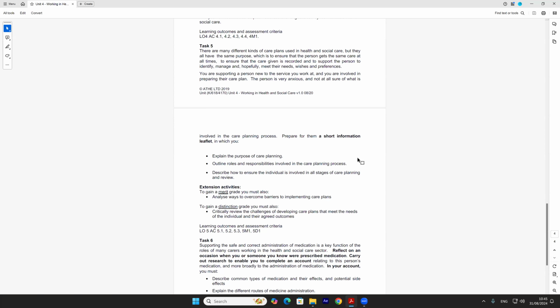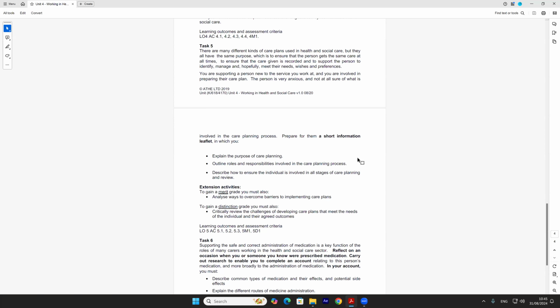So, care planning is a collaborative process that involves multiple roles and responsibilities. Each participant in the care planning process plays a crucial part in ensuring that the plan is comprehensive and effective. First we have the individual. The person receiving care is at the center of the care planning process. Their preferences, needs, and goals should guide all the decisions, and they should be actively involved in every stage from planning to review. Then we have care workers. Care workers provide direct care and are responsible for implementing the care plan on a day-to-day basis. They also observe and report any changes in the individual's condition that may require adjustment to the care plan.